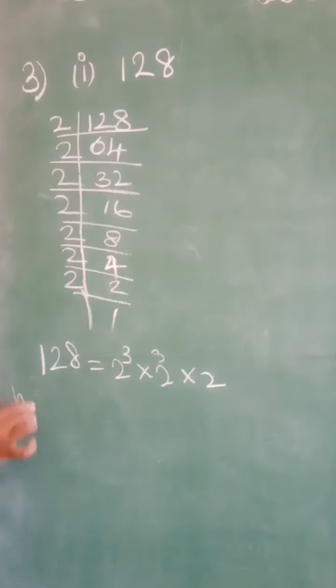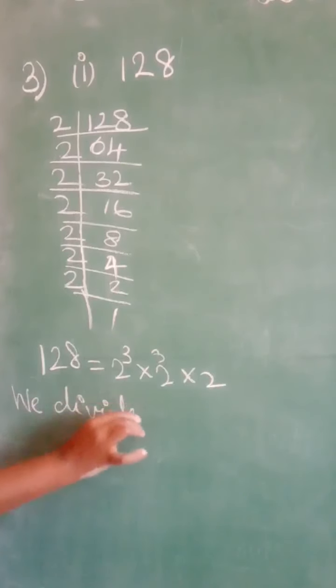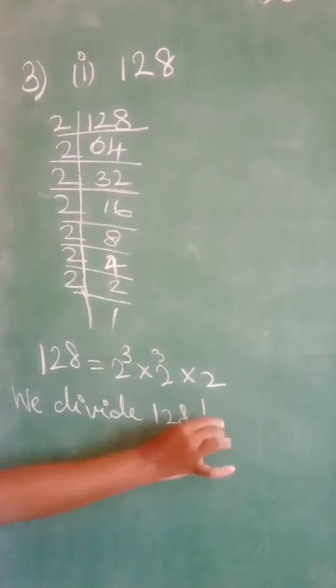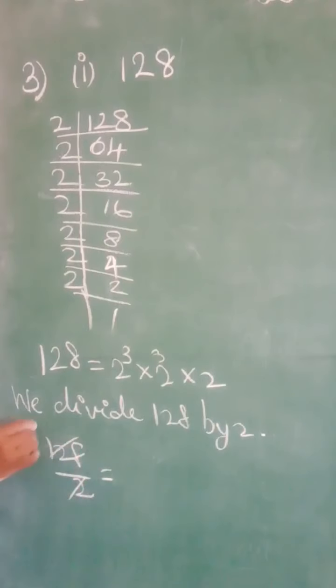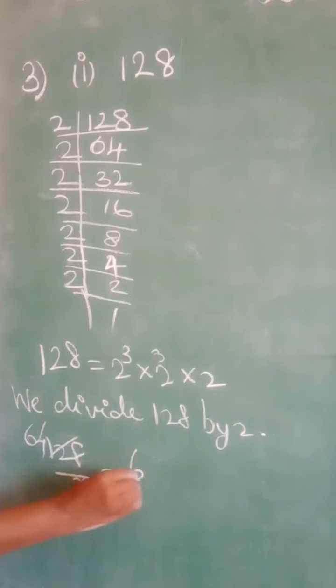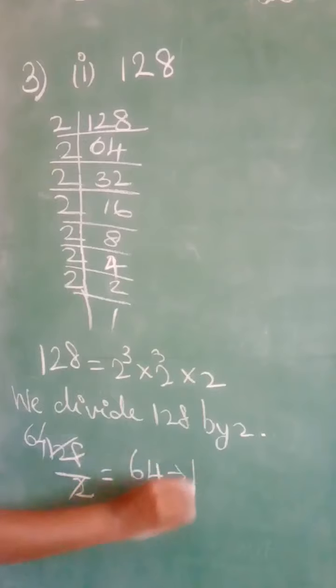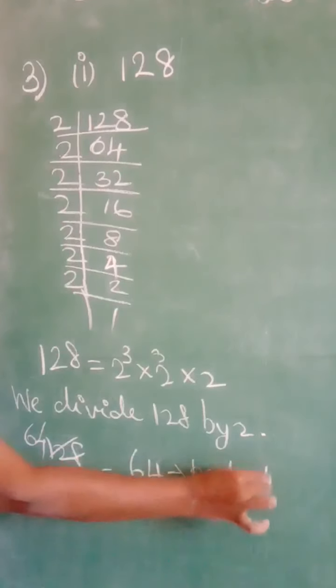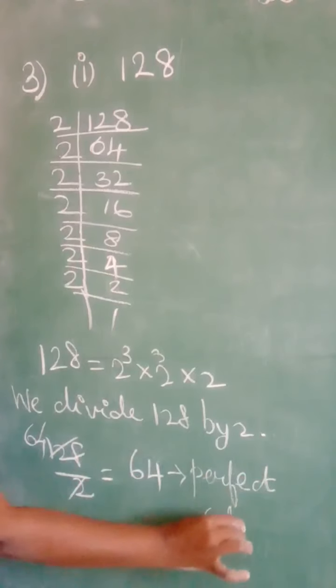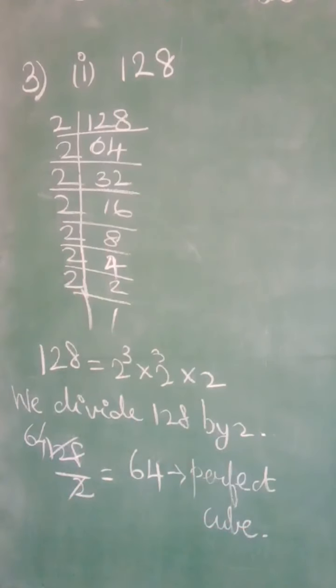Okay. So you will write, we divide 128 by 2. So if you divide 128 by 2, what will you get? 2 6s are 12 and 2 4s are 8. So 64 is a perfect cube. Yes or no? 4 cube is equal to 64. Understood for all of you?